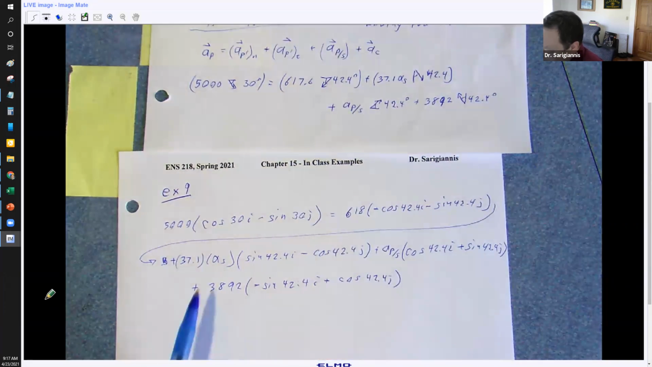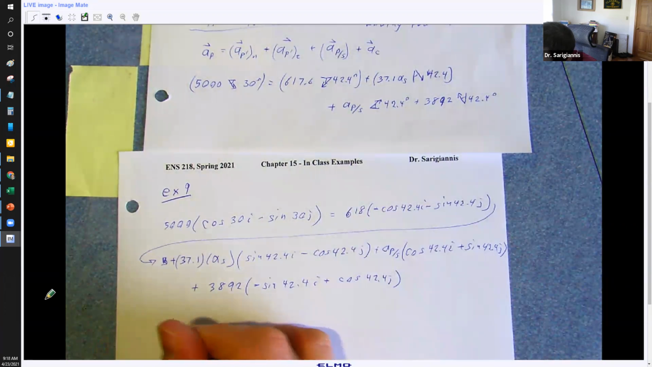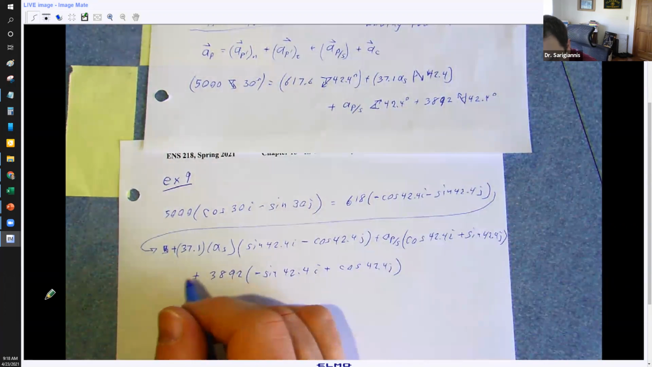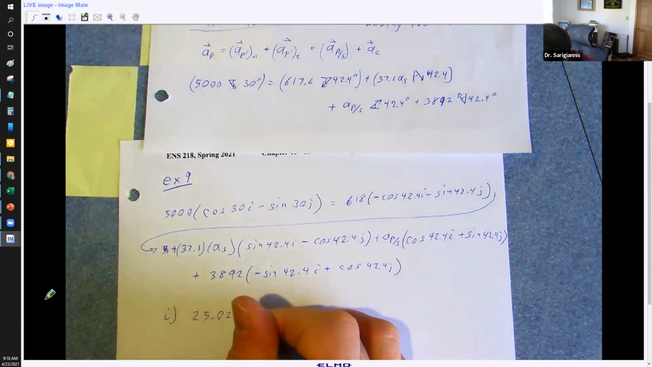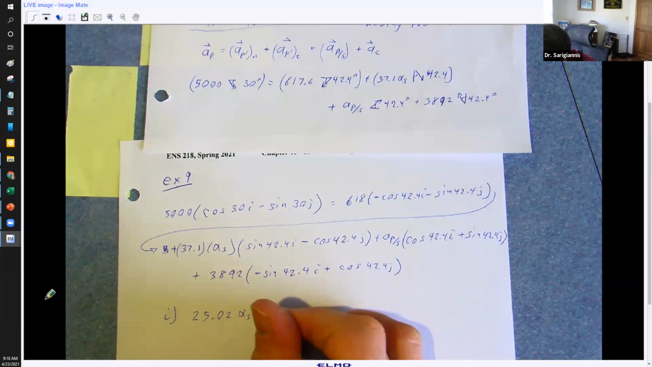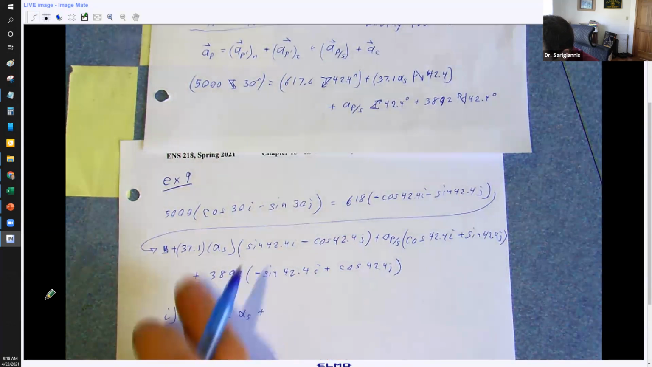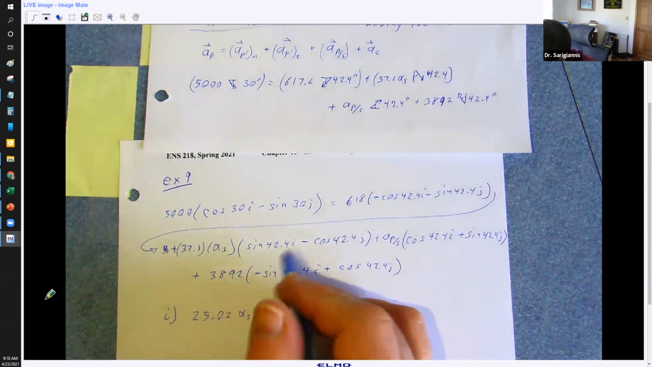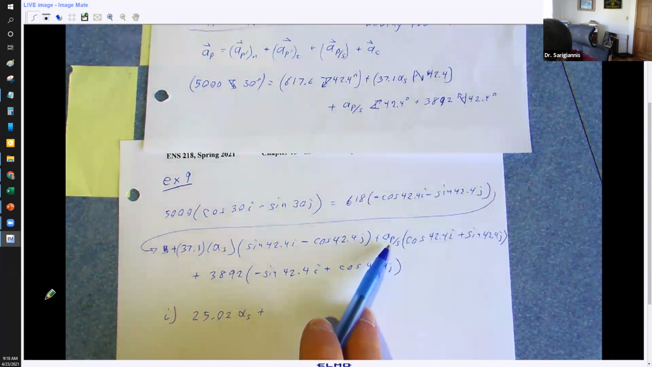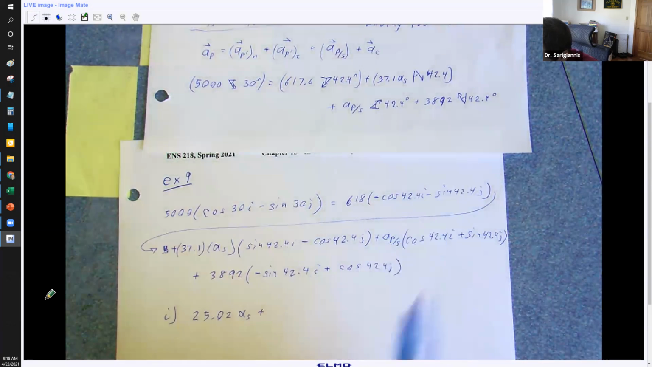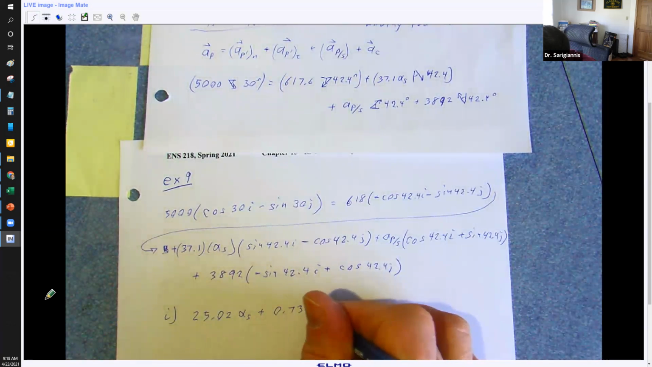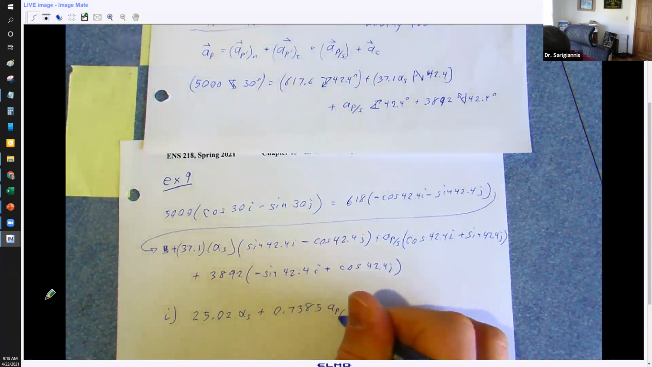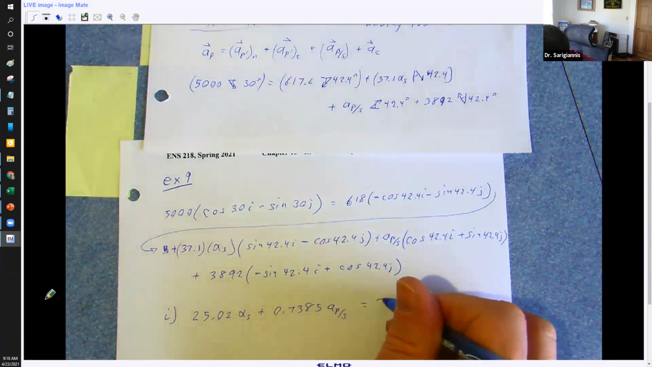All right, so we can look at this and separate out our I's and J's, and we can write two sets of equations. I'm just going to write those equations because it's going to be a mess expanding it all. We wind up with 25.02 alpha S plus, remember everything else is basically numerical, 0.7385 A of P with respect to S, so this equals 7410.8.